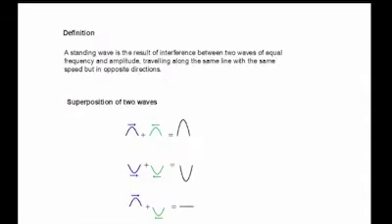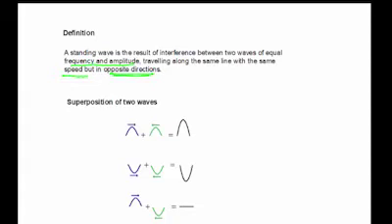As a definition, a standing wave is the result of interference between two waves of equal frequency and amplitude traveling along the same line with the same speed but in opposite directions. Now let us come to the important words here in the definition: a result of interference between two waves of equal frequency and amplitude traveling along the same line with the same speed but opposite direction.